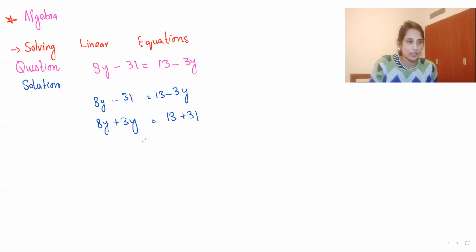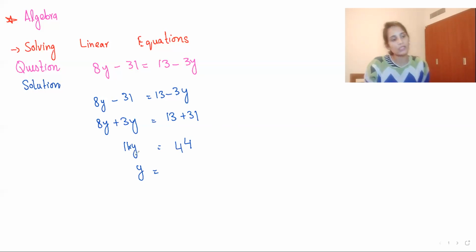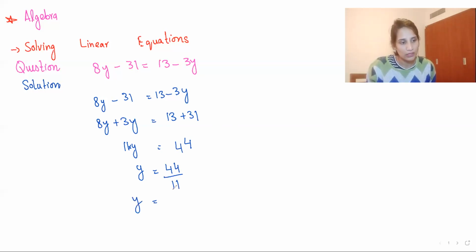Okay, now add them. 8y plus 3y would be 11y, and 13 plus 31 would be 44. And 11 is getting multiplied with y, so it will go on the other side and divide the 44. Yes, so 11 fours are 44, so we get y is equal to 4.